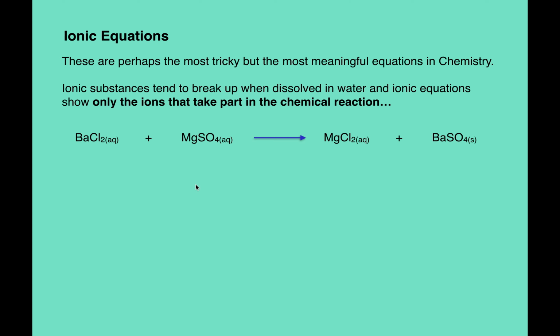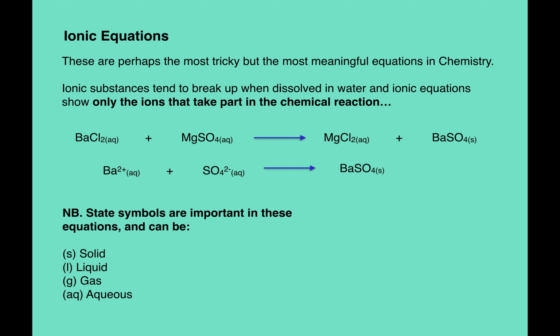So when these things react, what's actually happening is the barium ions, the Ba2+ ions, are meeting the sulfate ions, and when they meet in solution, they form a precipitate. They come out of solution and form a solid. So this is what's actually happening. The rest of the things that were there at the beginning just stay there. But this thing goes from being a solution to being a solid, to being a precipitate. And that's the key in ionic equations.